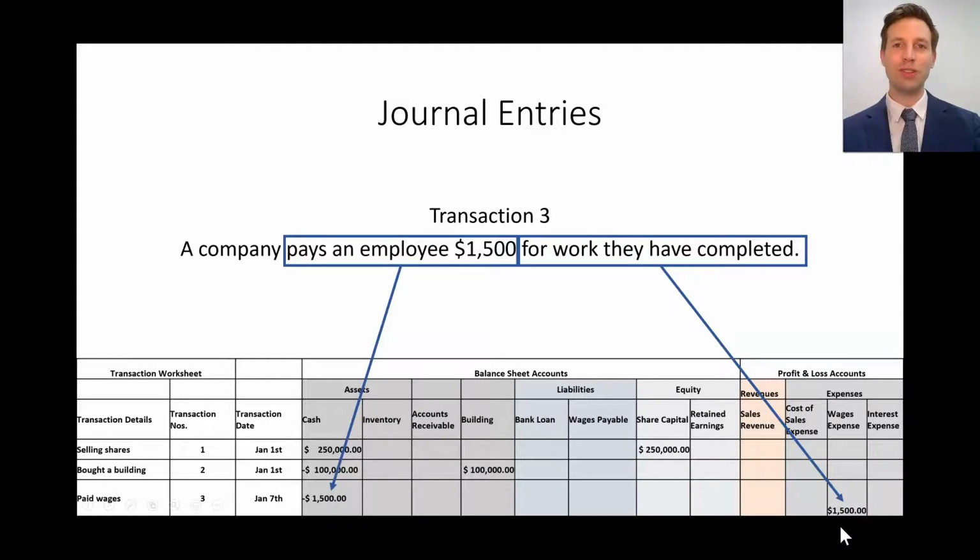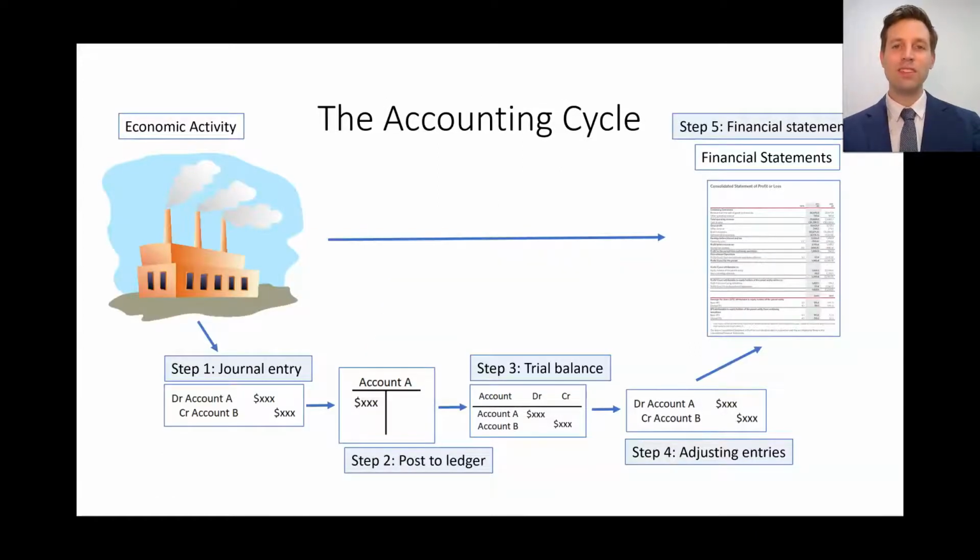So we go back to this accounting cycle. What we've just done with those 3 transactions is record journal entries. Now here, accountants use some slightly more formal language. They use terminology like debits and credits.